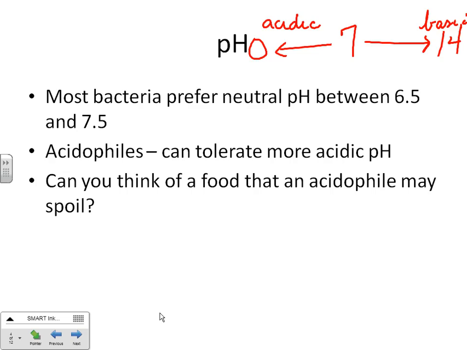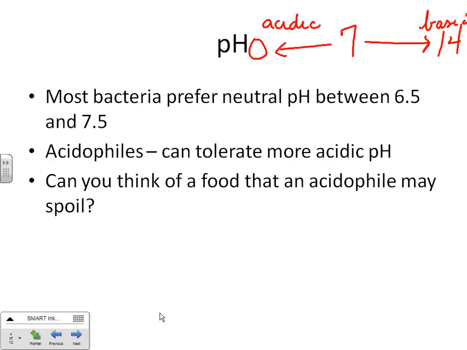There's none that we would classify as preferring to live in a base. Bases are really tough on living organisms. But there are a couple that prefer to live in very acidic pHs. We call those acidophiles. Some of them are bacteria. Most of them are fungi. They can withstand pretty acidic conditions.